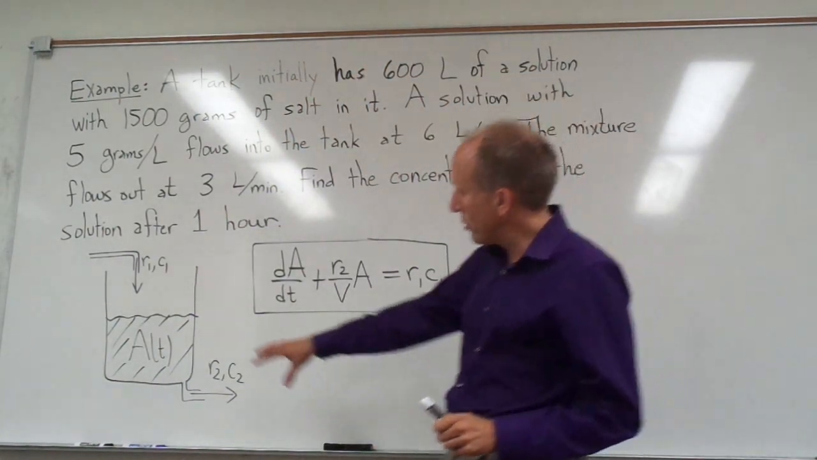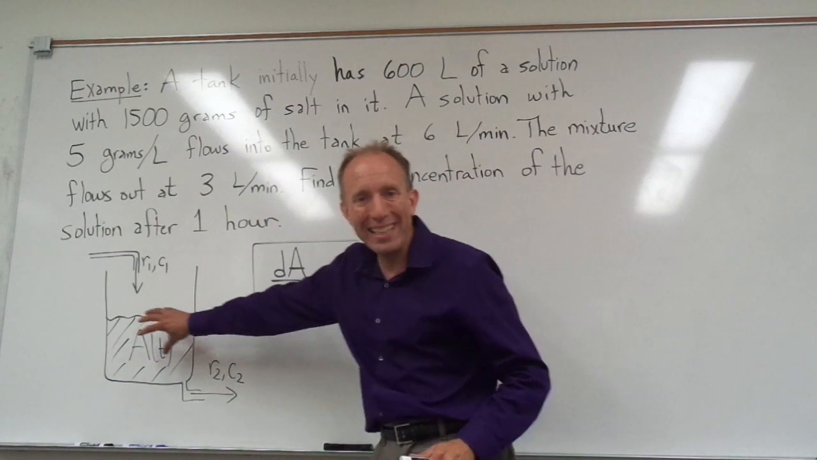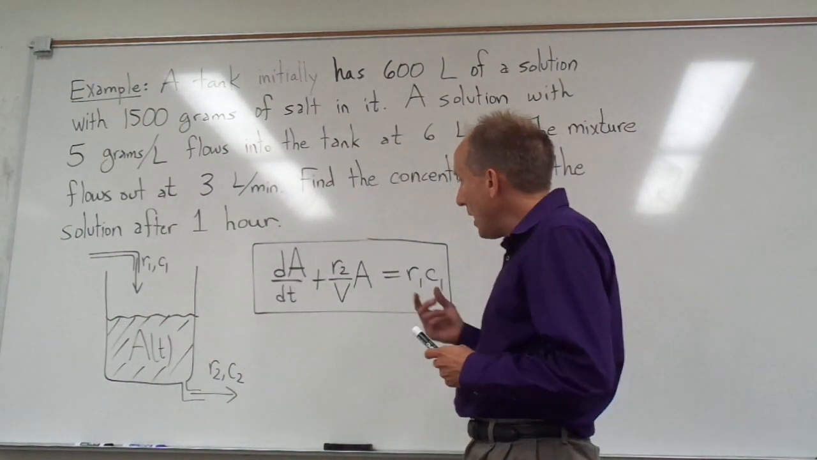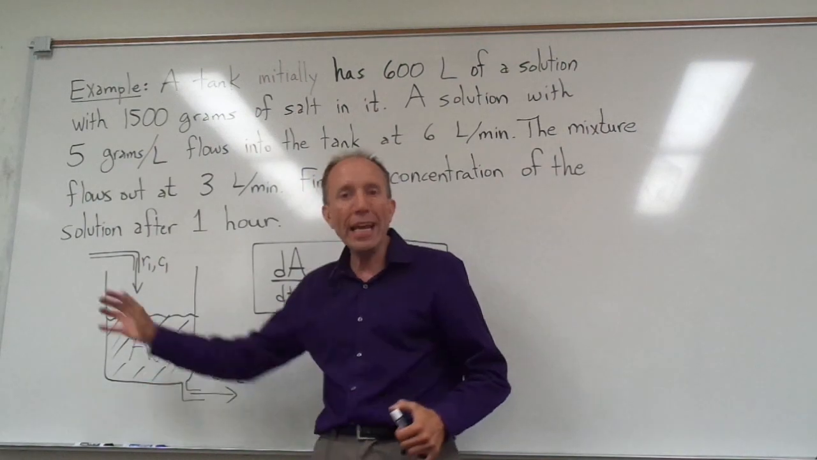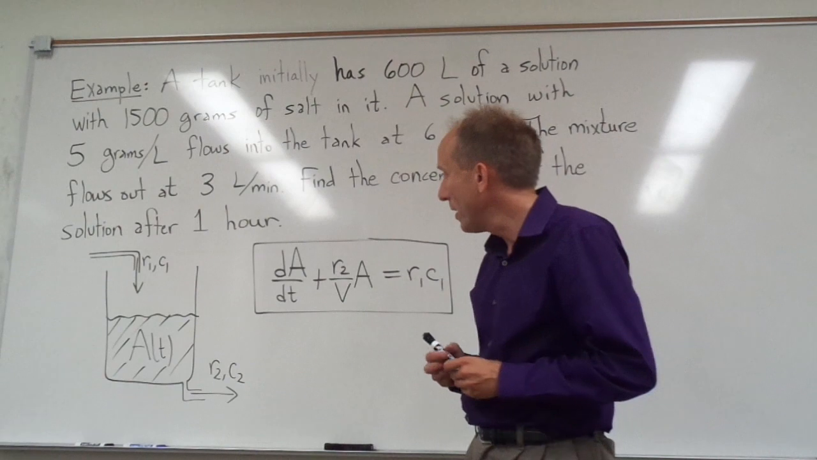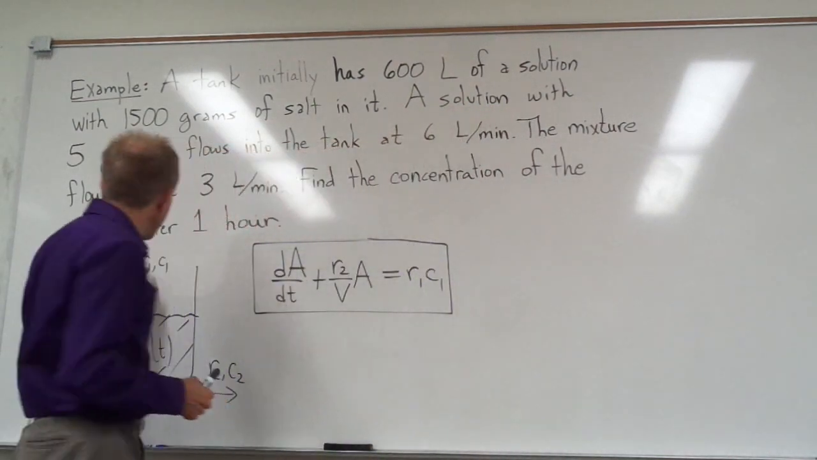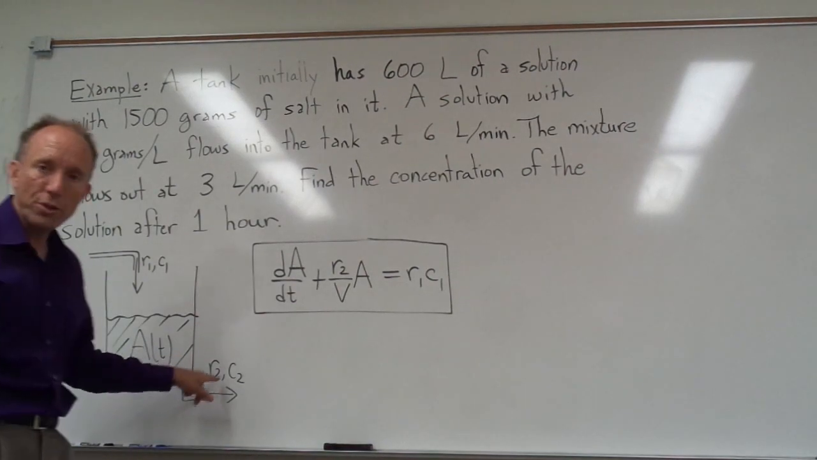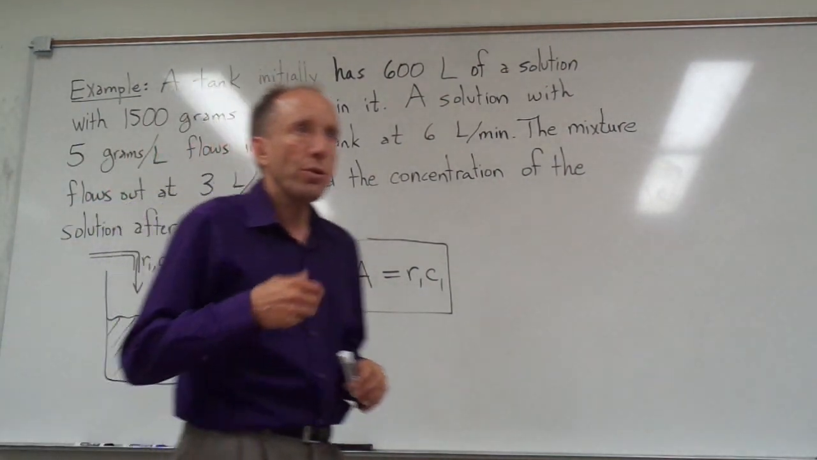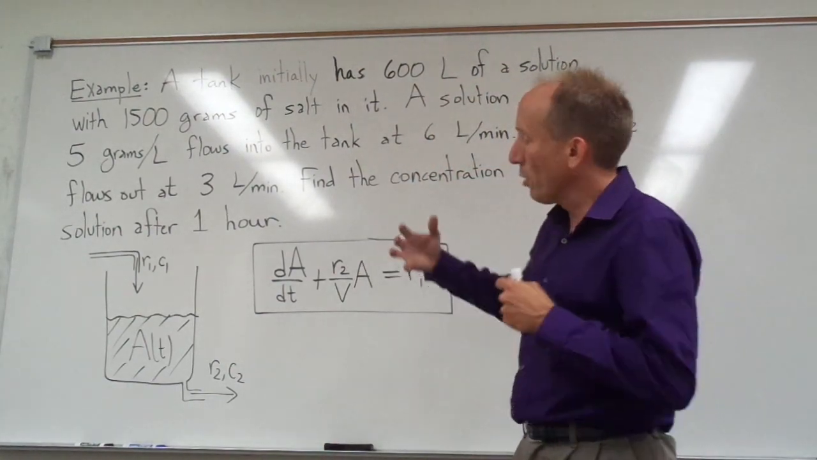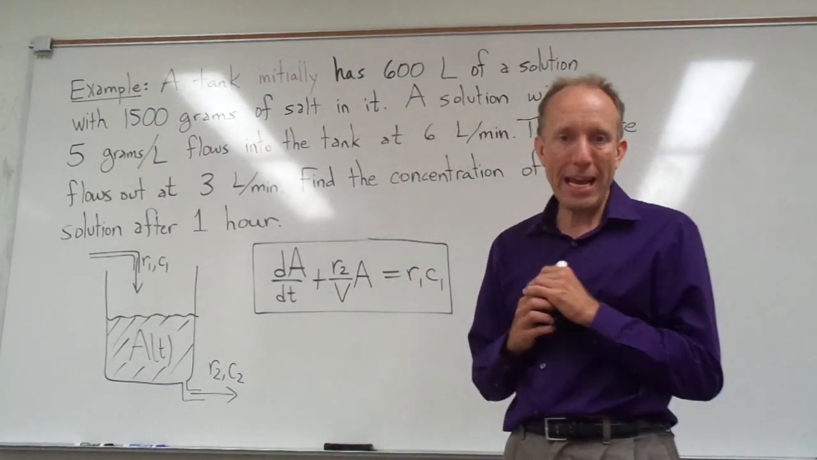Remember that we're interested in the amount of chemical in the solution as a function of time. And of course it has a rate of change with respect to time, which is why we have a differential equation. And that rate of change has to do with R1, C1, R2, and C2. Those are the flow rates and the concentrations of the chemical flowing in and out of the tank.